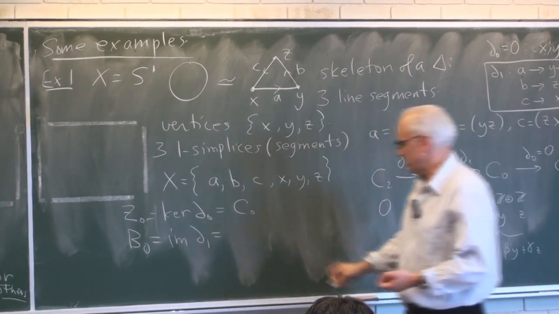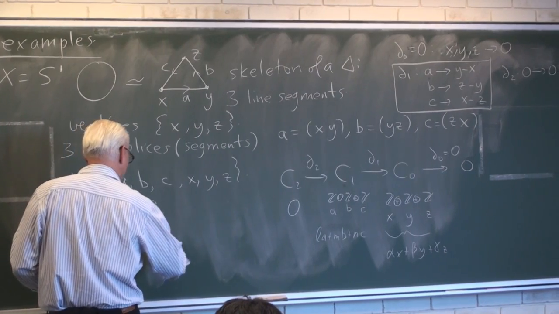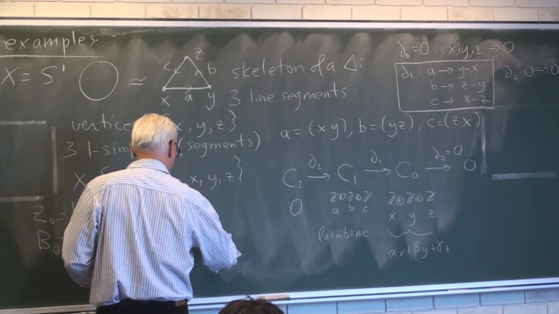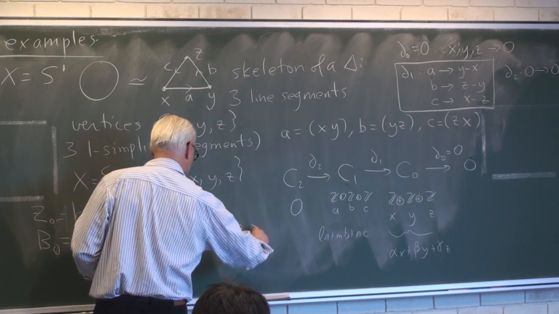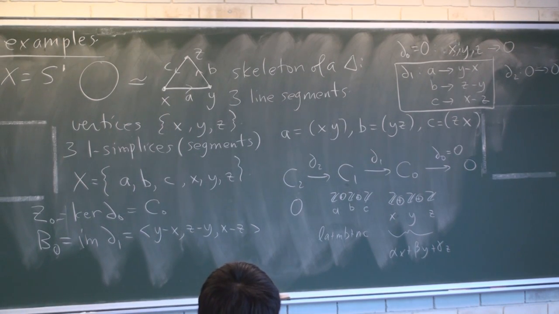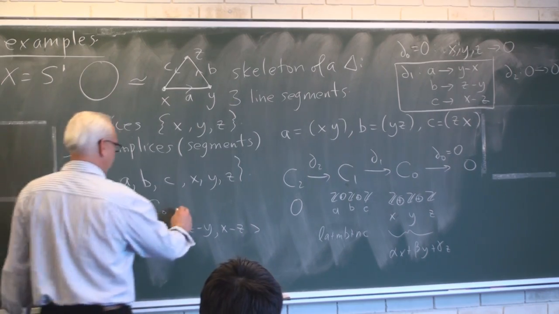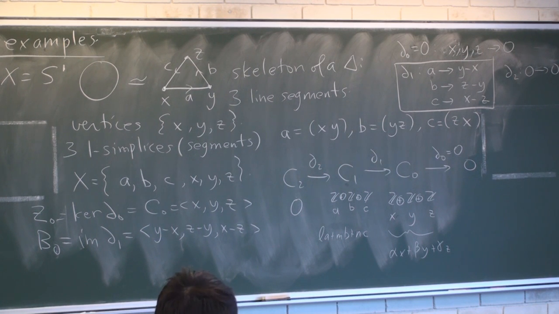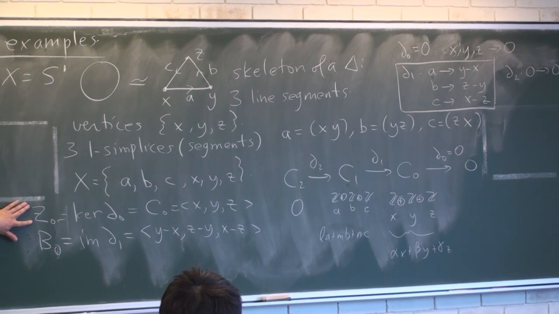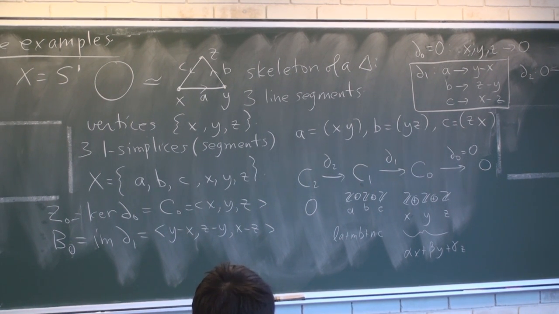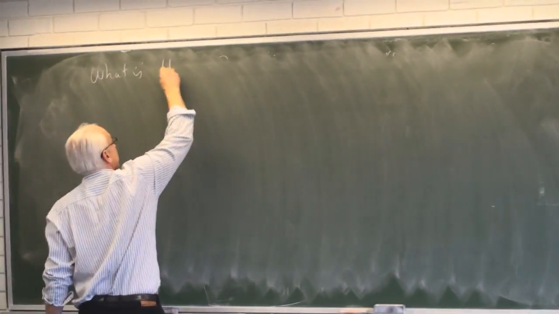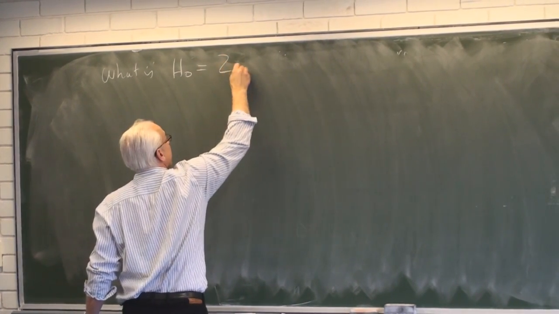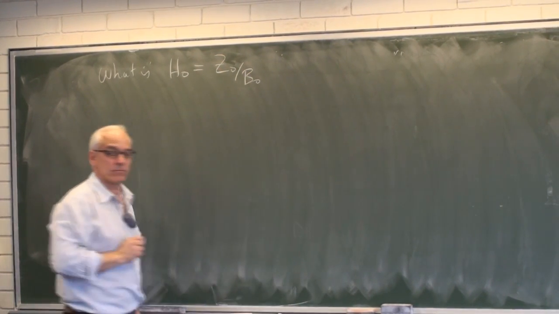Okay. So it's generated by y minus x, z minus y, and x minus z. So Z0 was all of C0, which was just the whole group generated by x, y, and z. So we see that B0 is really a subgroup of Z0. And we want to get a sense of what the quotient is. All right, so the question is, what is H0, which is by definition Z0 mod B0?